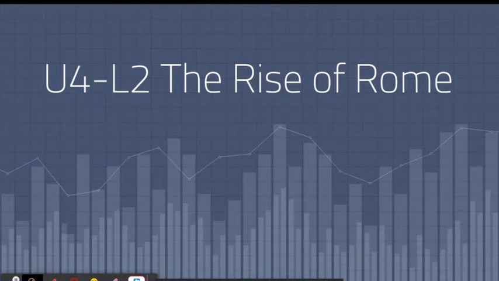So the fun thing about this unit of Rome is that we're actually transitioning out of the BCE, so the before Common Era, and now we're going into the CE, or Common Era. But there's a little bit of the BCE before we get to the CE.